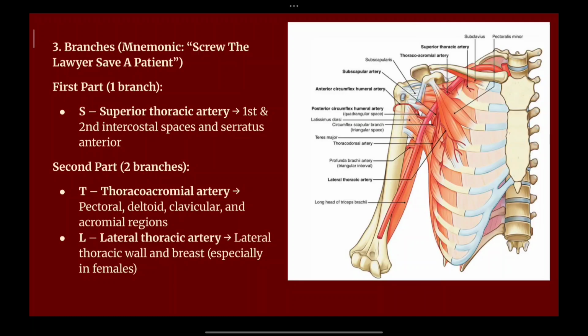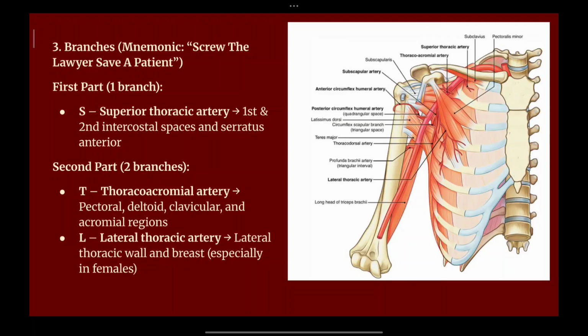Now here you can see the different parts of the axillary artery. The branches can be remembered with the mnemonic "Screw the lawyer, save a patient." You're not going to write this in your exam because it can cost you marks. This is a method to remember, not the exact wording that you're supposed to write in the exam. So we are going to break down how this works.